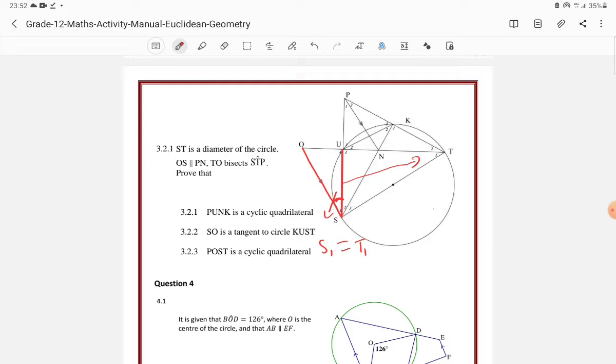Now, what are you going to do? You will remember that S1, which is this angle, is going to be equal to this other angle here because of alternate angles. These lines are parallel to each other. Remember the information that is given. So we have that one, so these angles are equal to each other.